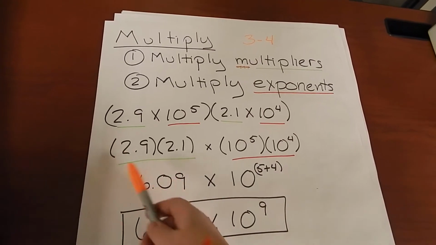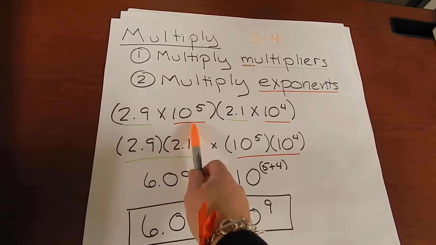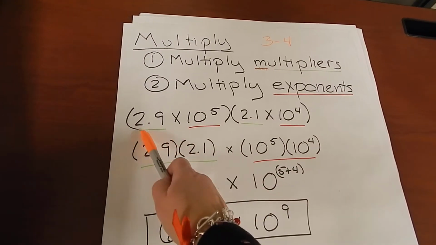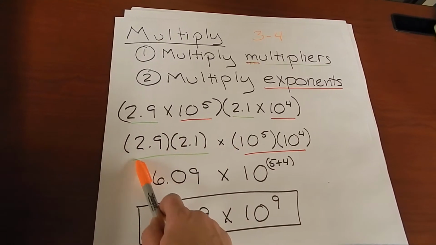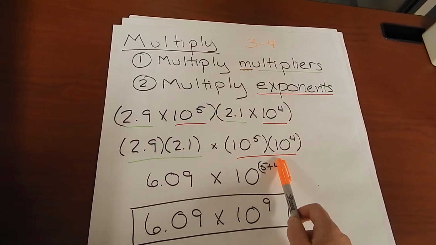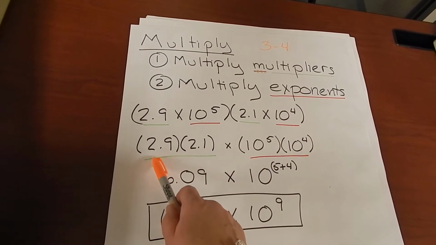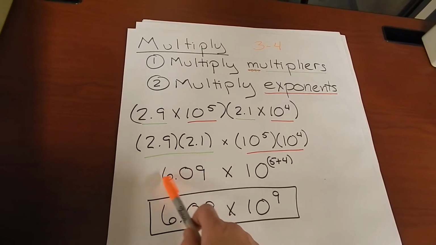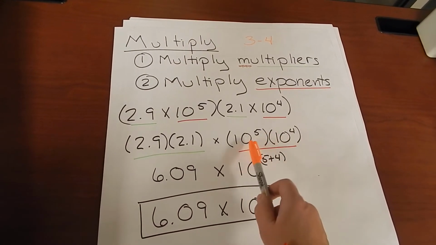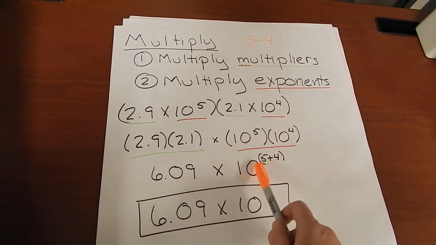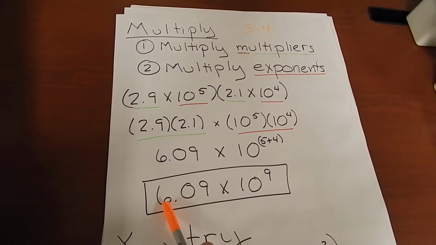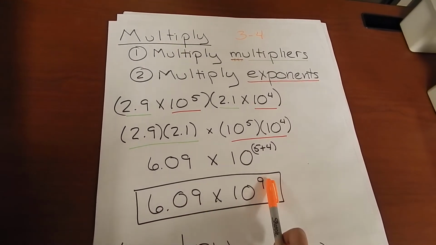So, if I have a number like 2.9 times 10 to the 5th, and I multiply that by 2.1 times 10 to the 4th, I take my multipliers, I underline those in green, and I multiply them together. I take my exponents, I underline those in red, and I multiply those together. So in this case, 2.9 times 2.1 is 6.09. And remember, when you multiply exponents, you add them. So 10 to the 5th times 10 to the 4th is going to be 10 to the 5th plus 4. So my answer is 6.09 times 10 to the 9th.